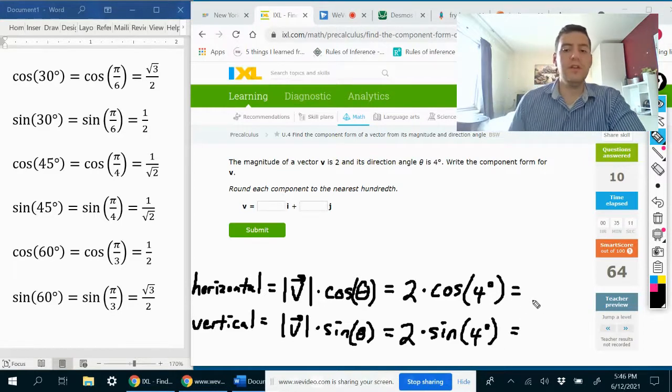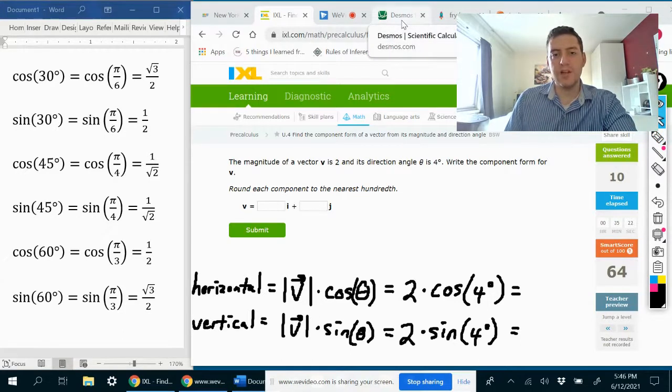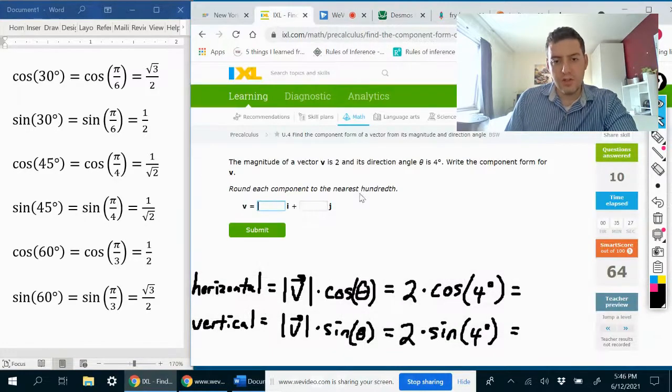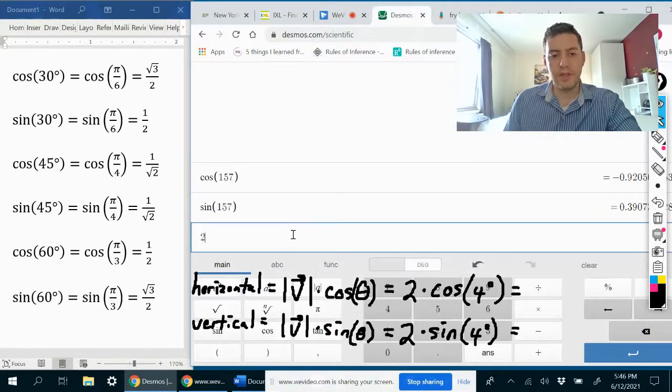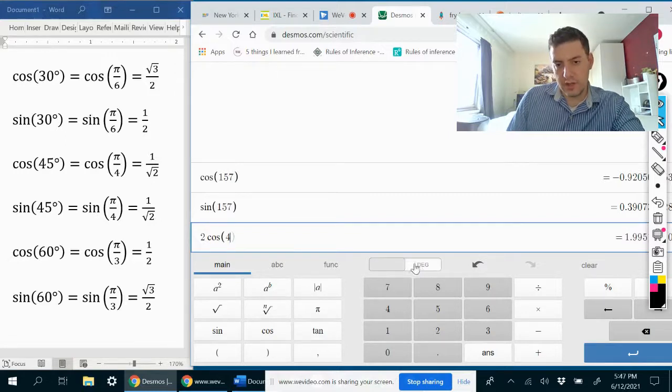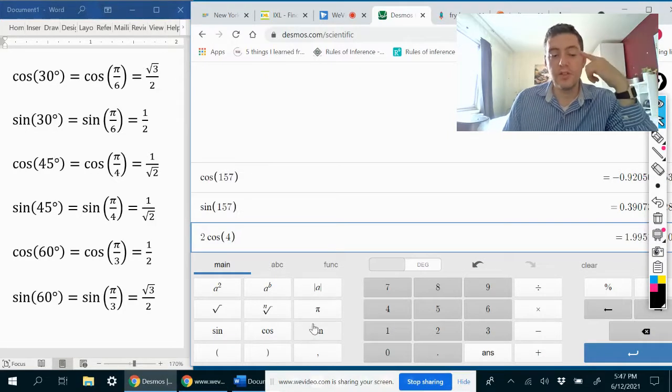For this one, these 4 degrees is not one of the angles that I have over here, so we're going to want to use a calculator. So let's go over to desmos.com/scientific, and we're going to be rounding this to the nearest hundredth. We can type all of this into the calculator. 2 times the cosine of 4 degrees. Make sure your calculator's on degrees and not radians, unless they give you a radians problem, then make sure that it's in radians.